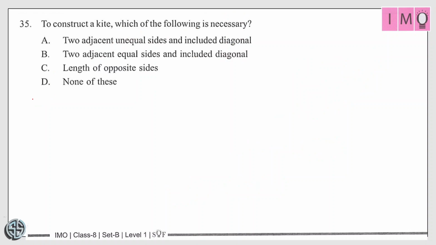Now let's move to the last question. To construct a kite, which of the following is necessary? Means you have to construct a kite, right? So what is necessary that needs to be given to construct a kite? So what is a kite? If you know the definition, a quadrilateral that has two pairs of adjacent equal sides, right?